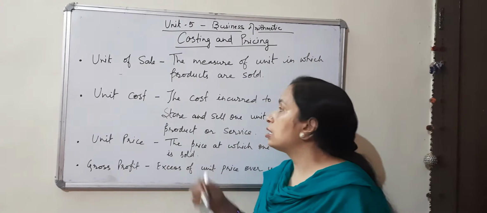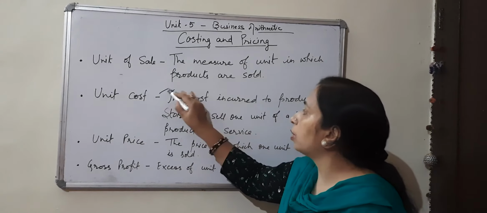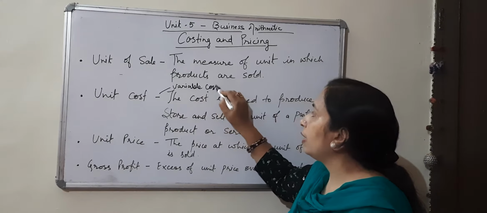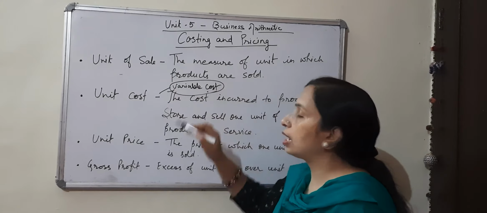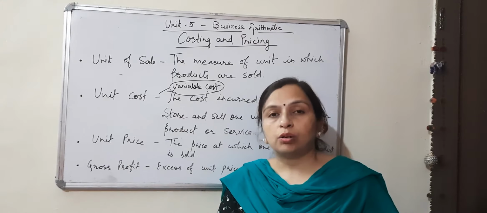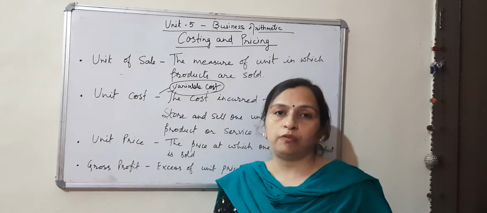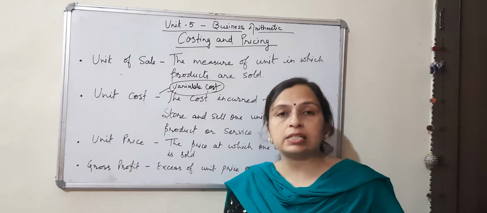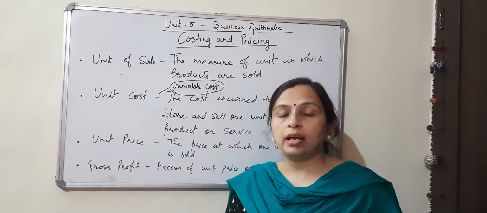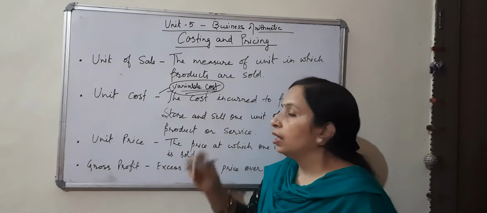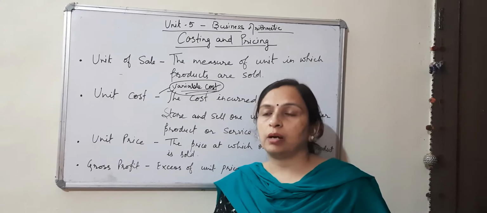Now unit cost is equal to variable cost. This is also called variable cost. What is variable cost? We have discussed this in class 11, I think. There, variable cost means the cost which varies with the level of output, and fixed cost is the cost which remains constant. Now this varies.